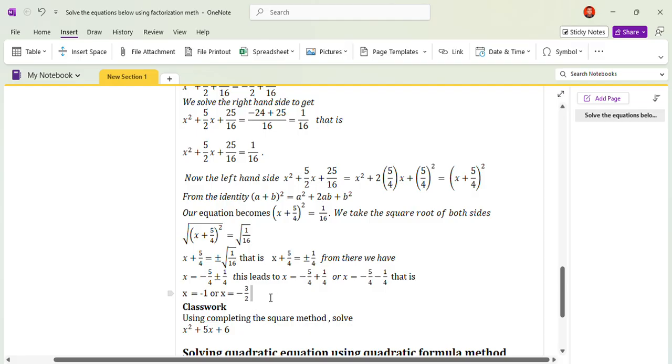we used the factorization method. So completing the square method, this is our answer, still x equals minus 1 or x equals minus 3 over 2.